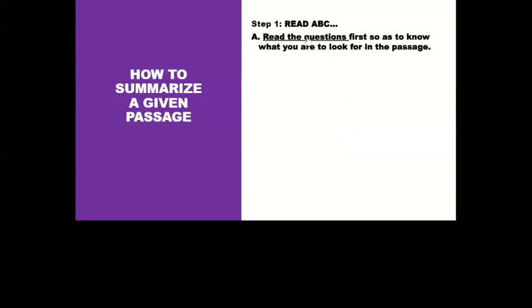And what does it mean? You have to look for the question, okay, such as the following. In 6 sentences, one for each, summarize the qualities that the writer advises parents to instill in their children. Now, reading the question first will enable you to know exactly what the passage is about even before reading it.